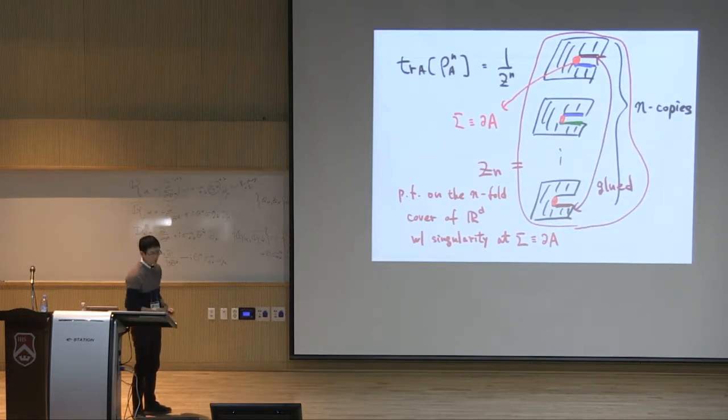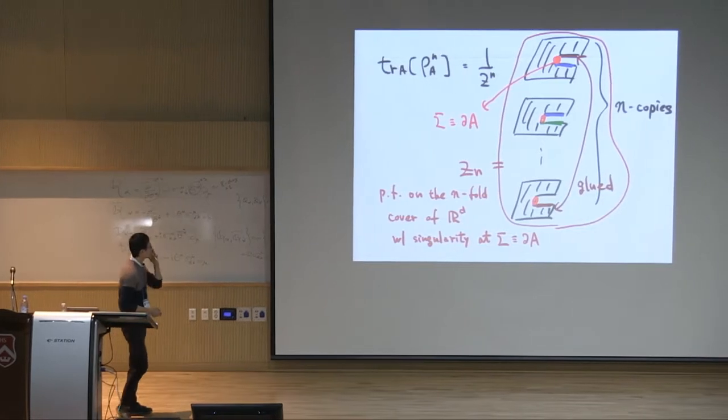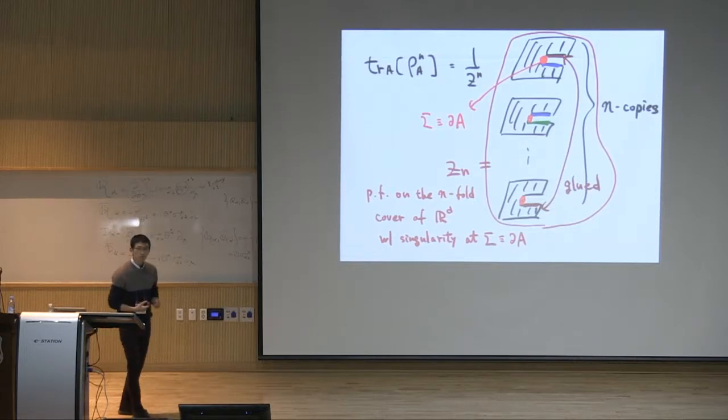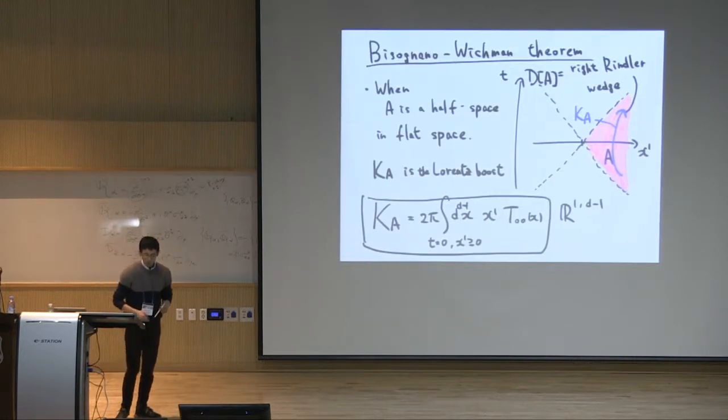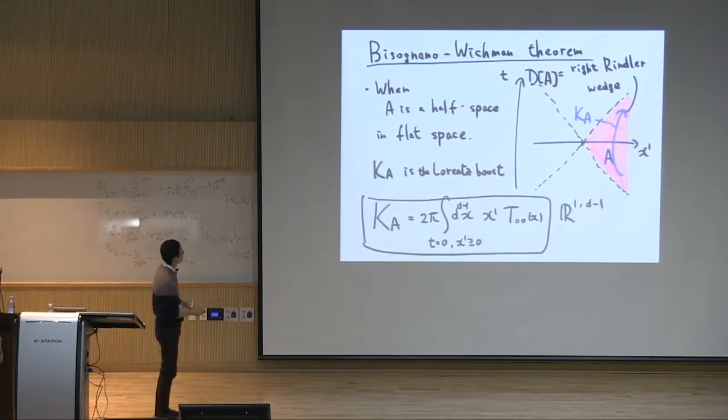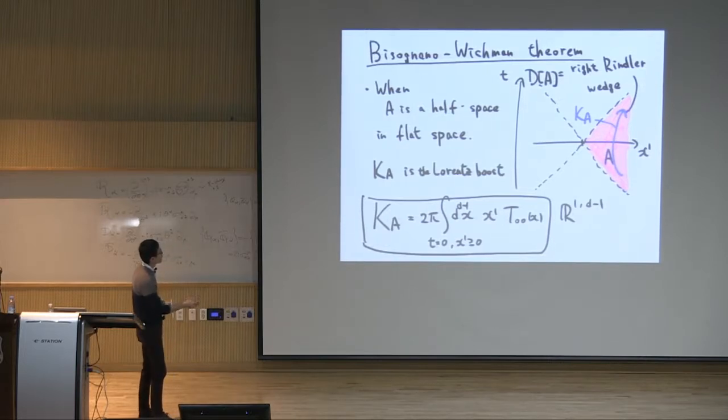During the derivation, I showed that the modular Hamiltonian acts on this manifold. In the simplest case, the modular Hamiltonian gives you a rotation, or in the Lorentzian signature, it gives you a Lorentz boost. This is also known as the Bisognano-Wichmann theorem. So this is the Lorentzian signature. Here you have the right Rindler wedge. Let's take a t equals zero slice and take a half space. Then the causal domain, or domain of dependence, of this region is given by this shaded region.